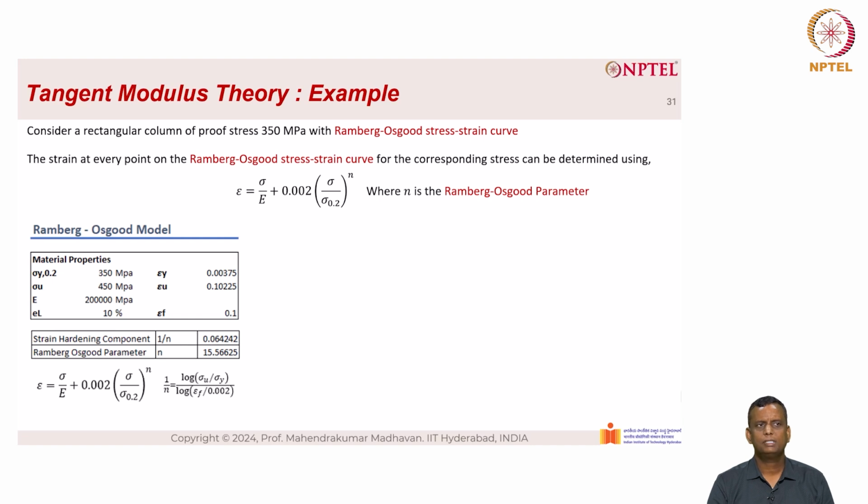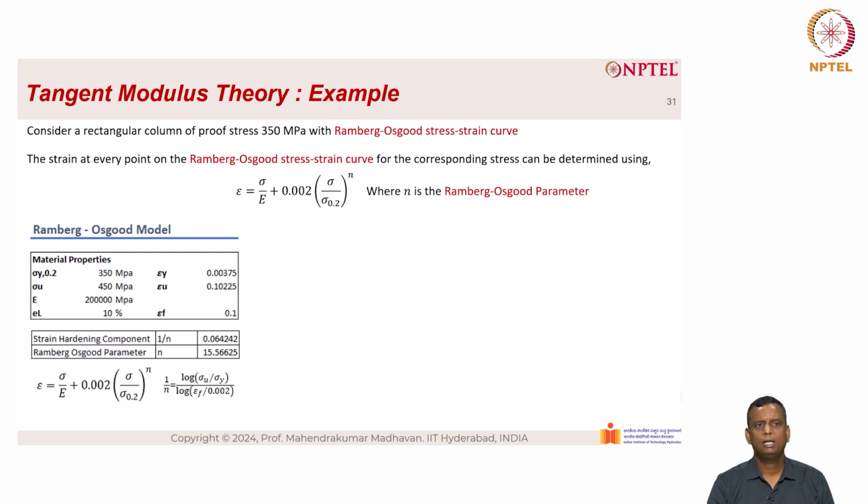At proof stress sigma 0.2, which is the 0.2% proof stress, we have 350 MPa as the yield stress. The strain corresponding to yield stress is 0.00375. The ultimate stress is 450 MPa. The strain corresponding to the ultimate stress is 0.10225. The Young's modulus is 200,000 MPa. The elongation is 10%. The strain at fracture is 0.1.